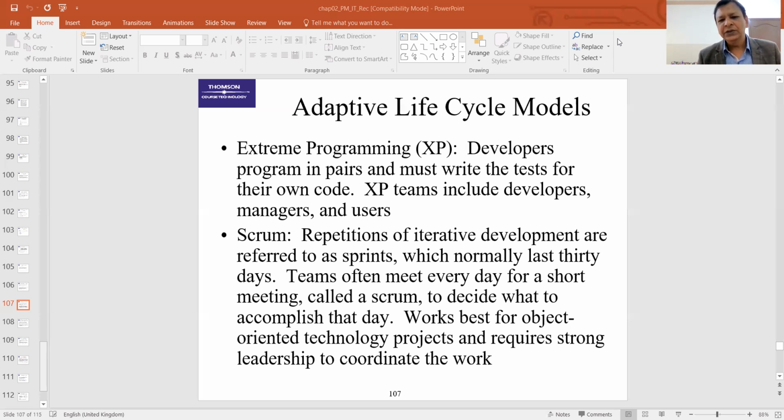So it's not suitable for distributed development. It's not suitable for large teams, large size teams. It is suitable for small teams, where the optimum size is 5 to 7 or 3 to 5 members.